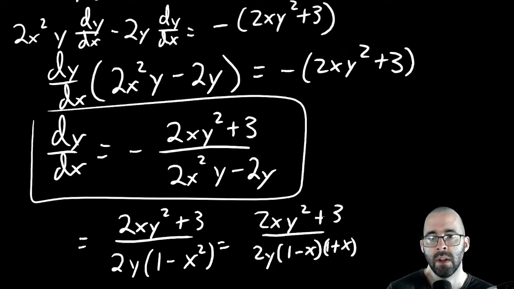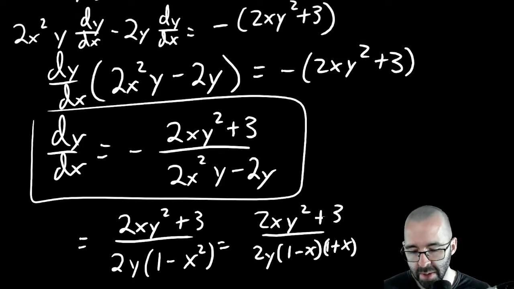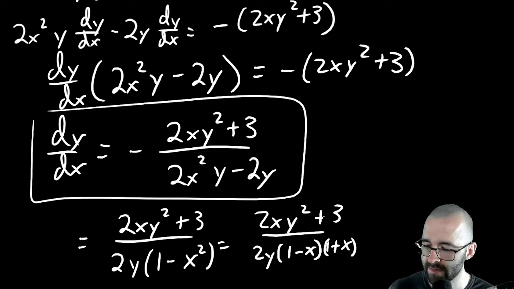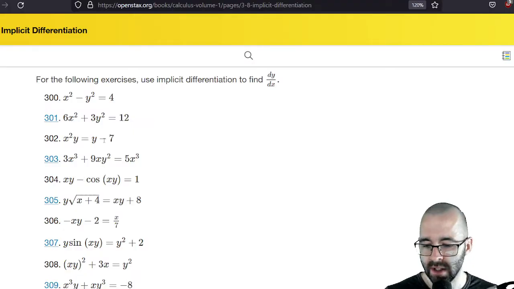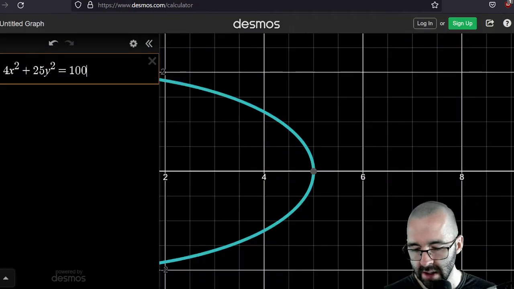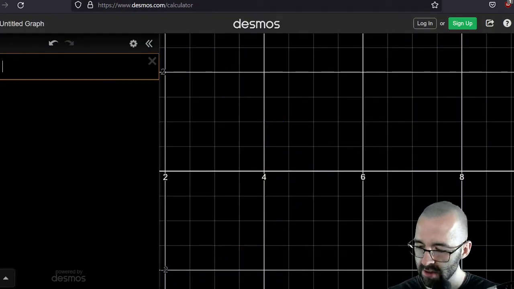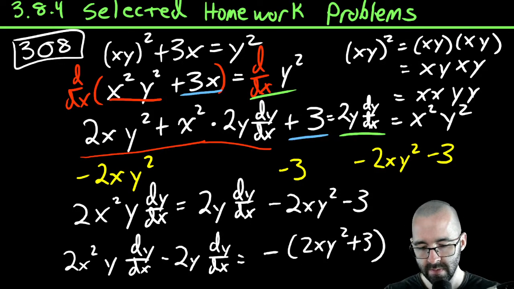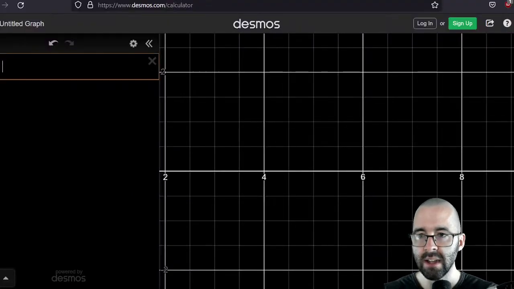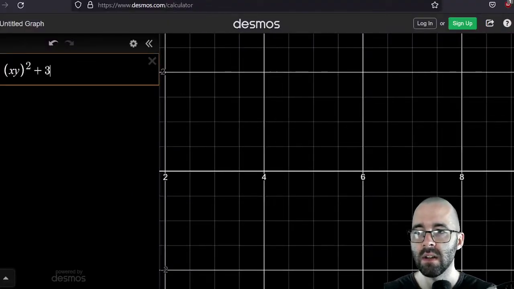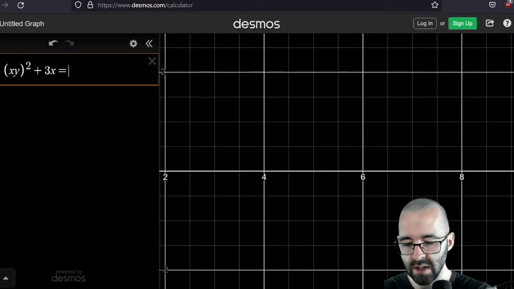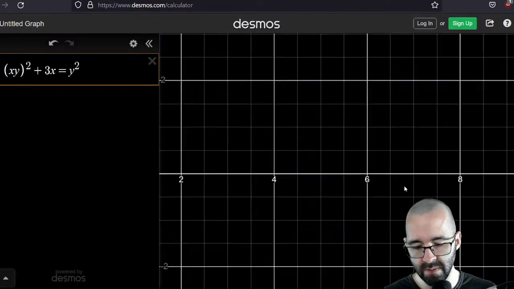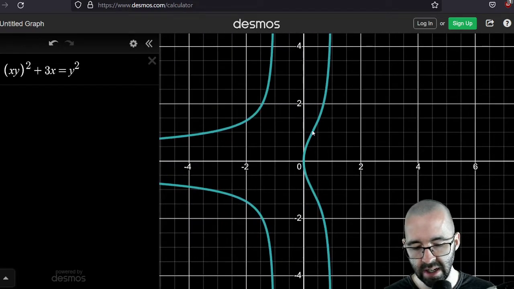All right. You could check your answer by plugging in a point and finding the equation of a tangent line. We have a little time, so let's check our answer on this one. We're going to plot the original relation, which was xy squared plus 3x equals y squared. So this is what it looks like. We could plot some point that we see.